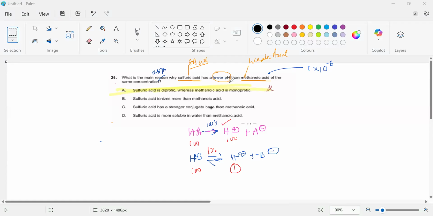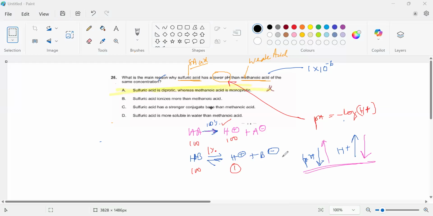Now come to the next part. Why does it have a lower pH? We know that pH is equal to what? pH is equal to the negative log of the H plus ion concentration, right? So this you also have to remember. It's a negative log. So if the H plus ion concentration increases, the pH will decrease, isn't it? And if the H plus ion concentration decreases, tell me what happens? The pH will increase. Is it clear?